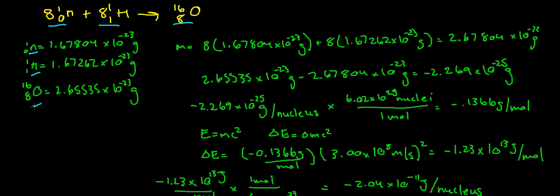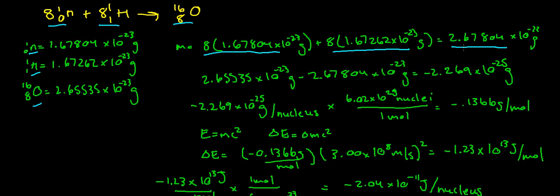The first thing we're going to have a look at is the masses of these separate entities. In this example, 8 neutrons and 8 protons coming together to form oxygen-16. The mass of a neutron is 1.67804 times 10 to the minus 23rd. A proton, slightly less, 1.67262 times 10 to the minus 23rd. And oxygen-16, 2.65535 times 10 to the minus 23rd. Now we'll have a look at the masses added up. Here, the mass of 8 neutrons and 8 protons is 2.67804 times 10 to the minus 23rd.